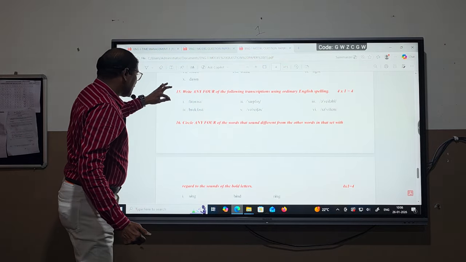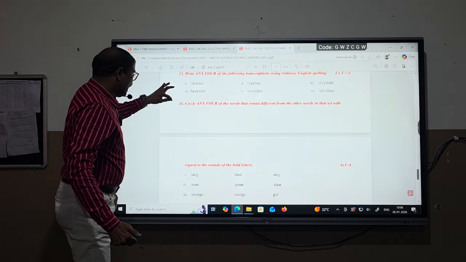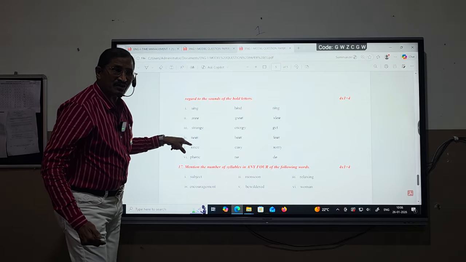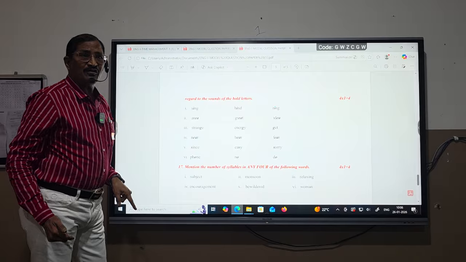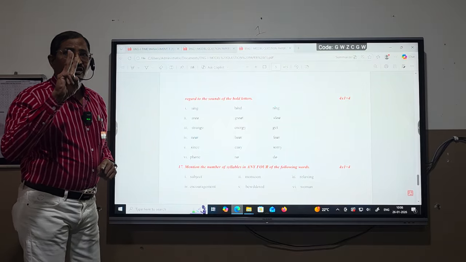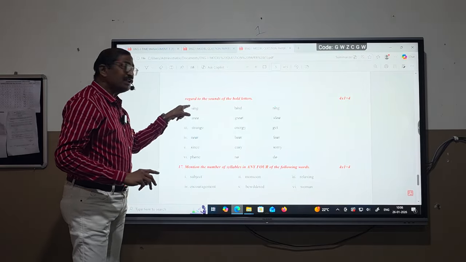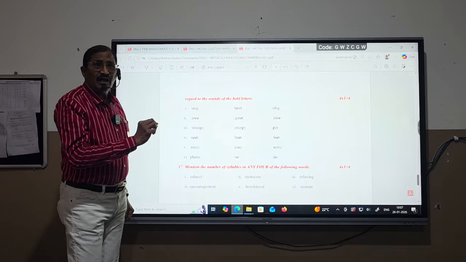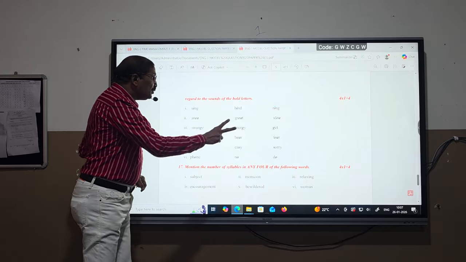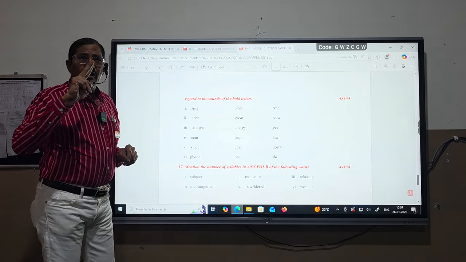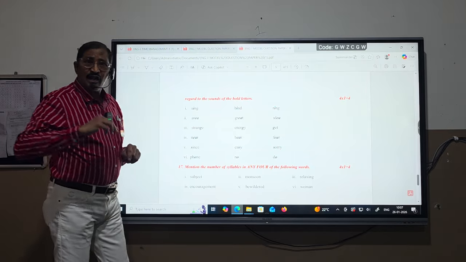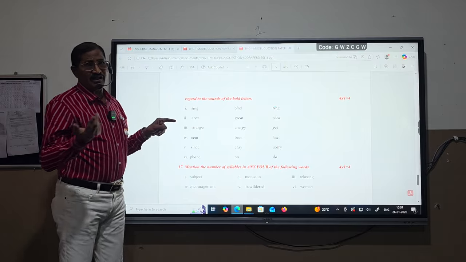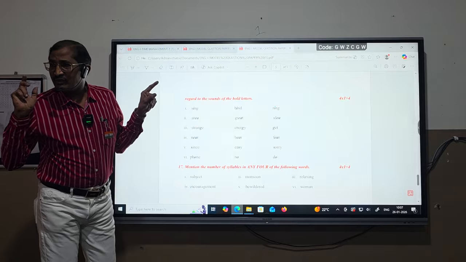And the next question, 16th question, is odd sounds. 6 sets of words. In each set, how many are there? 3 words are there. In each word 1 or 2 letters are highlighted, and in 2 words that highlighted part is pronounced alike, and in 1 word it is pronounced differently. That is our answer. Okay, right?